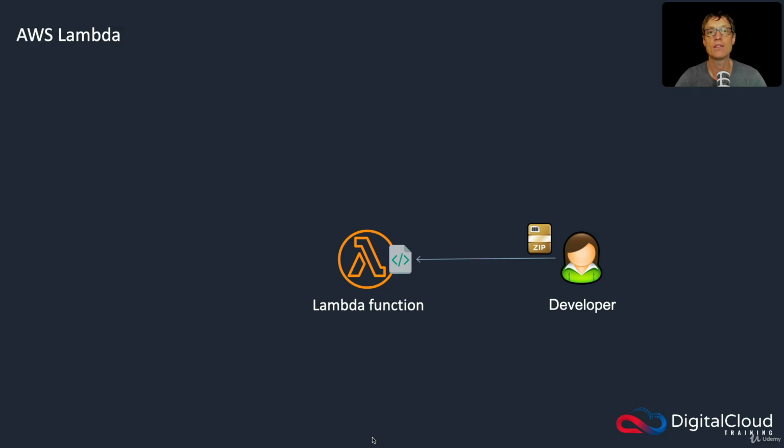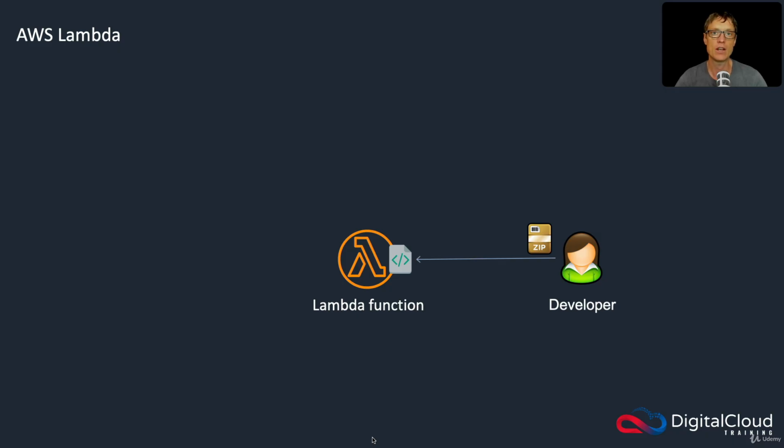AWS Lambda is AWS's flagship serverless technology. By serverless, they mean that you don't have to manage any kind of server. So you don't manage any EC2 instances, any operating systems, anything like that. In fact, there's very little to manage at all. You literally just upload your code to Lambda.